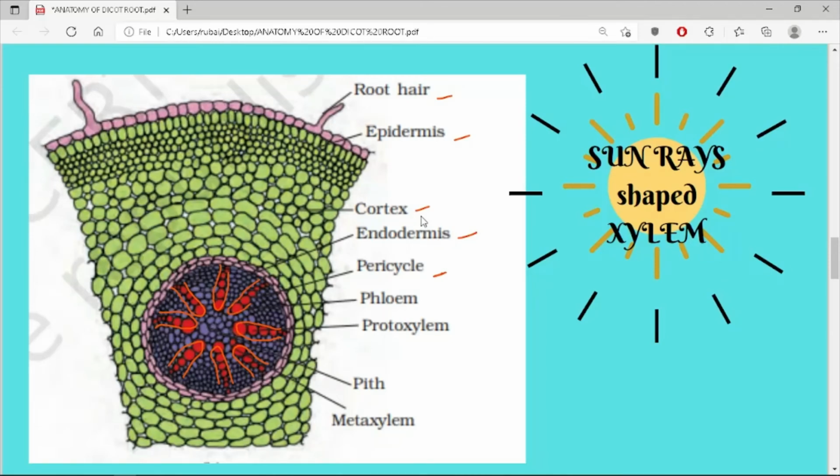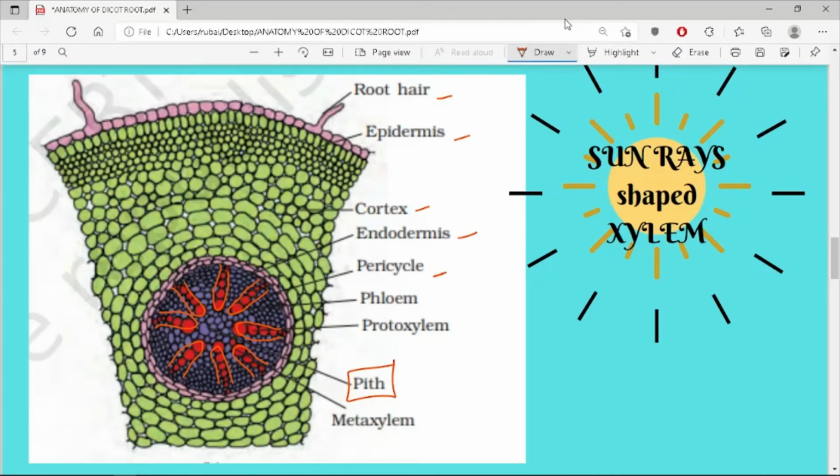So remember, in dicot root it was like a star-shaped appearance. The xylems were arranged in a star-shaped appearance, and in a monocot root the xylem bundles are arranged in a sun rays shaped appearance. Pith is also quite large as compared to that of dicot root, and the pith is also quite well developed as compared to the dicot root.